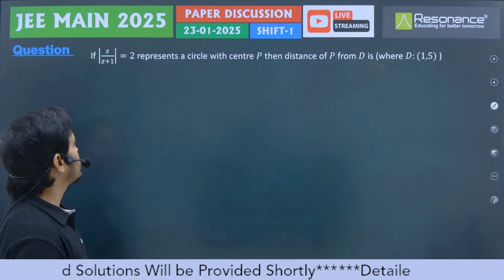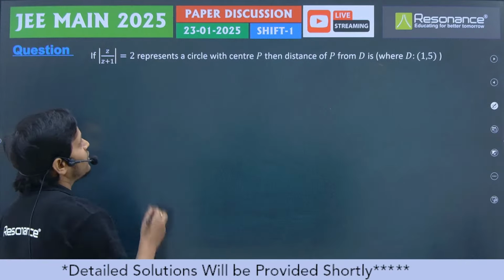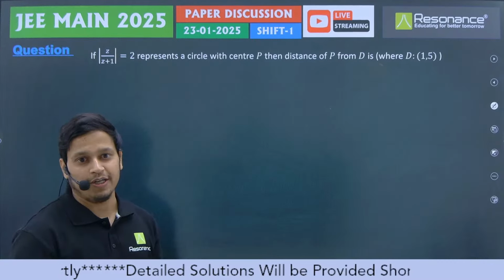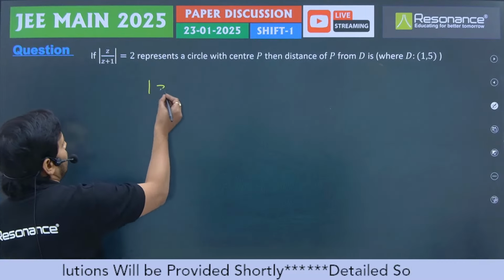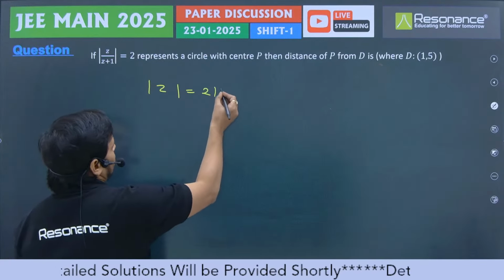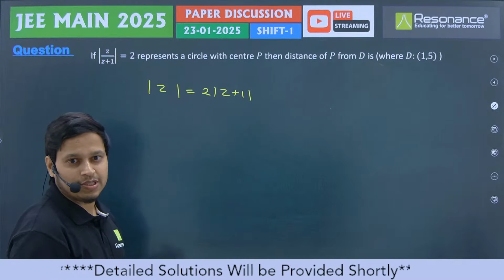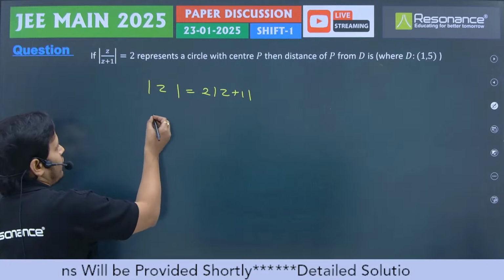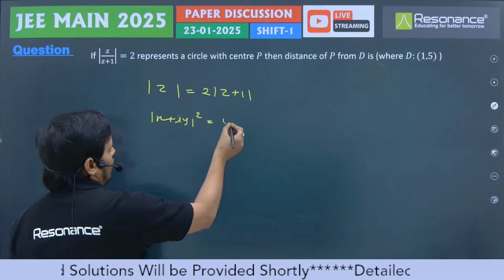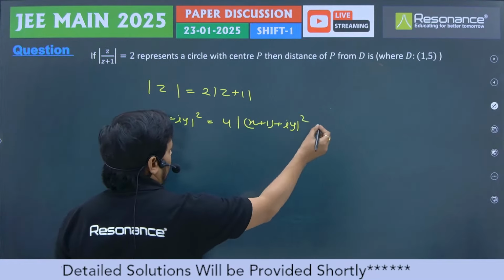Now the next question: modulus of z by z plus 1 equal to 2 represents a circle with the center P, then the distance of P from D is. Okay. So let me write modulus of z equals 2 into modulus of z plus 1. Now we are making a square, I am taking a square on both sides, and z I am putting as x plus iota y, because you want the locus now, and 4 times x plus 1 plus iota y whole square.